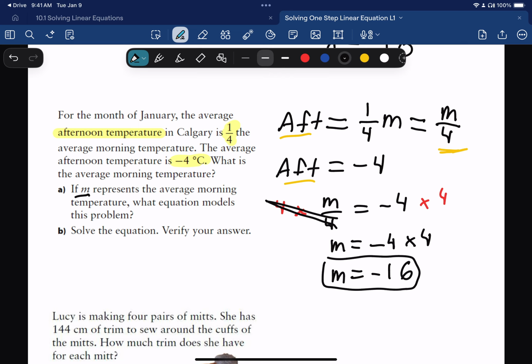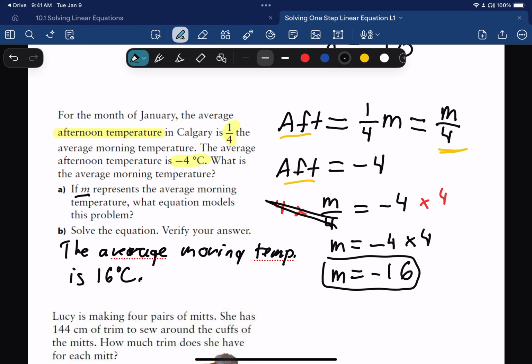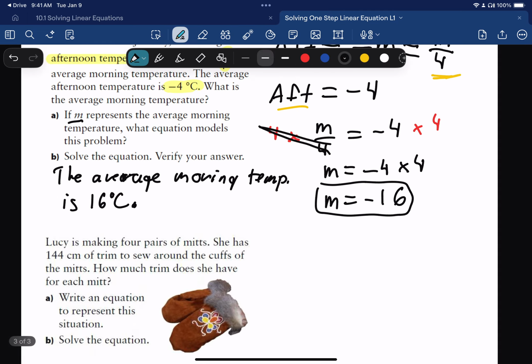Because this is a word problem, I want to see your answers in a full sentence. So you can say the average morning temperature is -16 degrees Celsius. Okay? That is how you solve. If it's a word problem, you answer in a word problem.